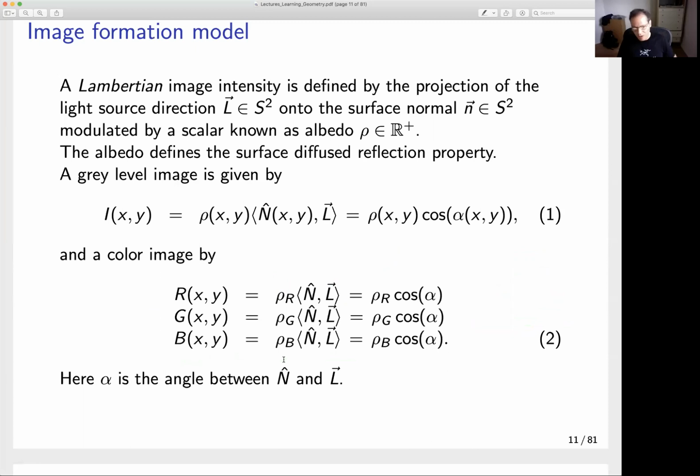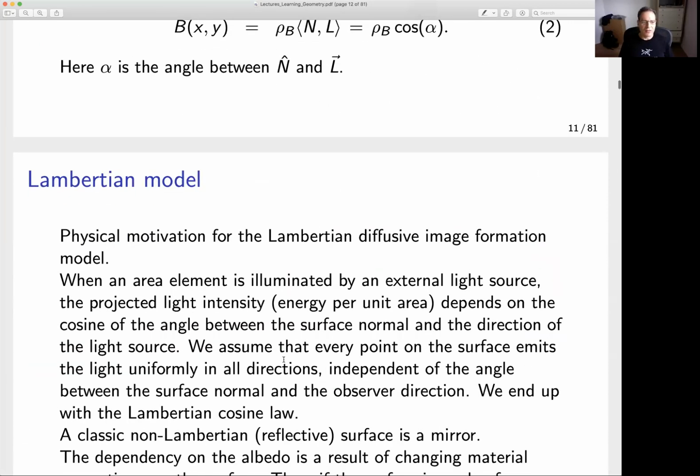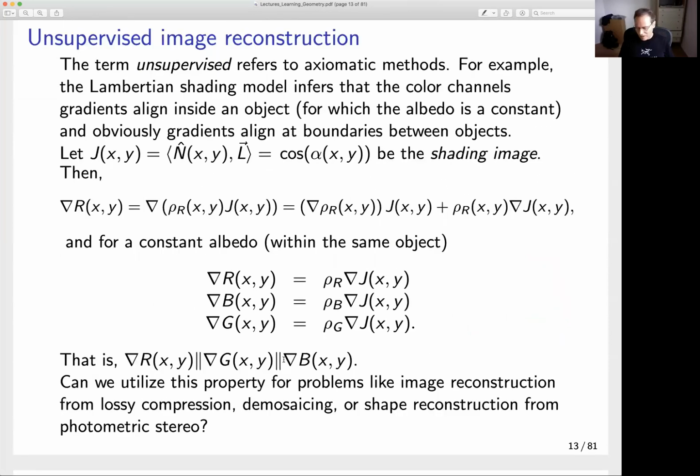And now what can we do with that? The answer is simple. We note that I call the shading image the inner product of projecting the normal to the light source, J of X and Y. And therefore, if I'm taking the gradient of each of the red, green, and blue images, the gradient should be the gradient of both terms, the albedo and the shading image.